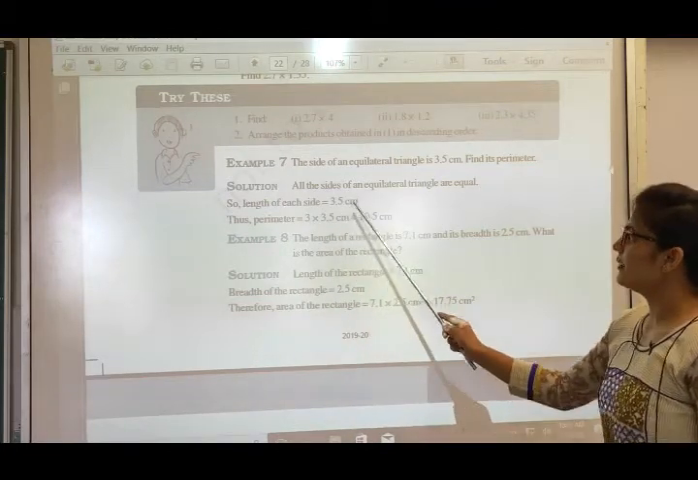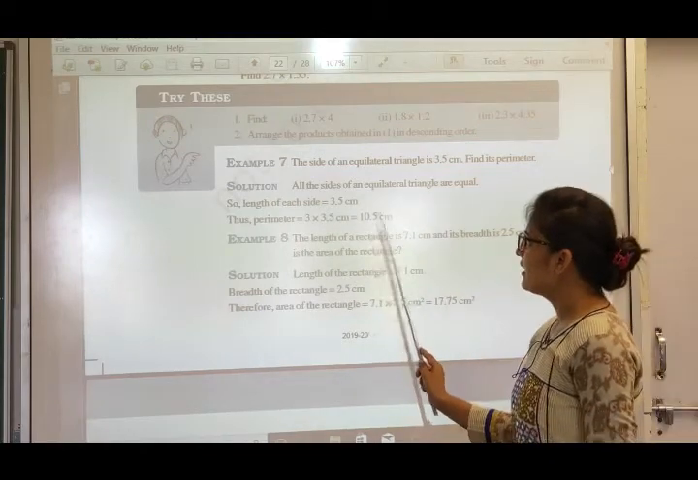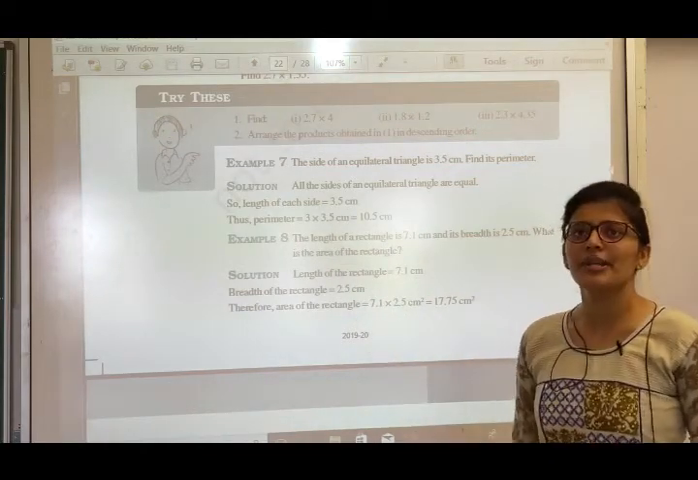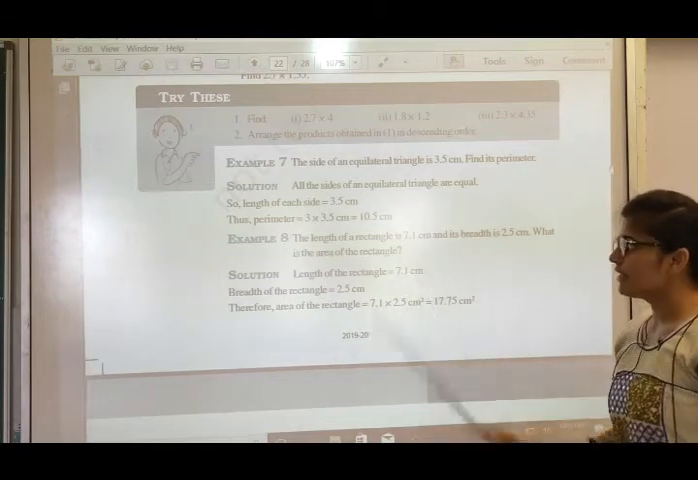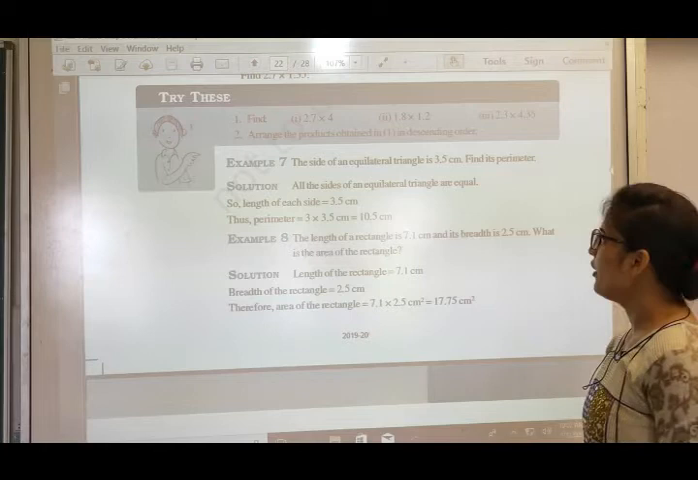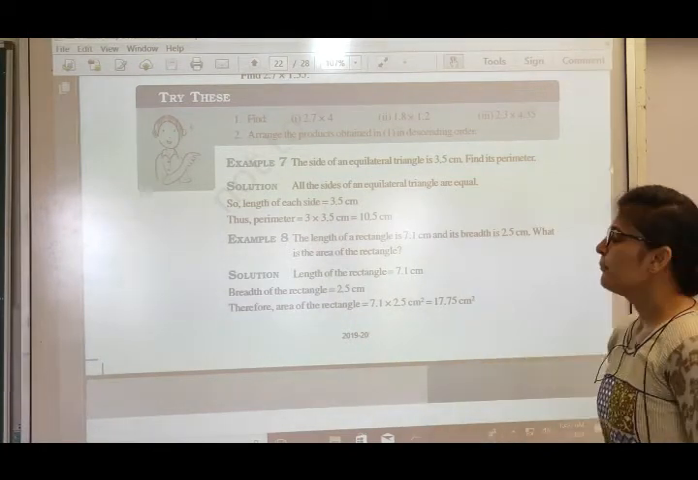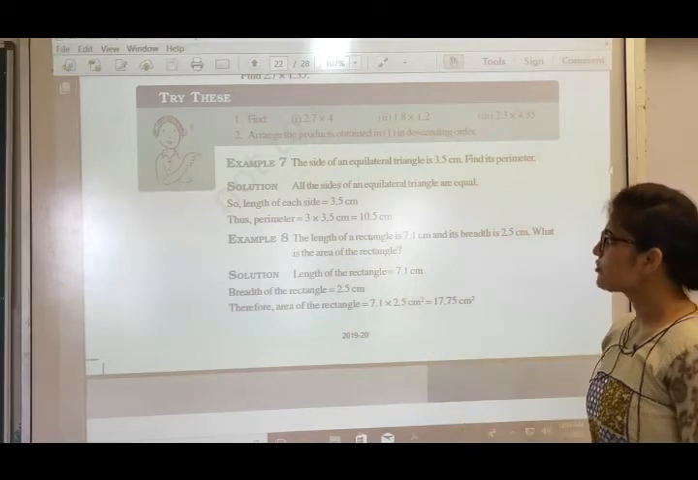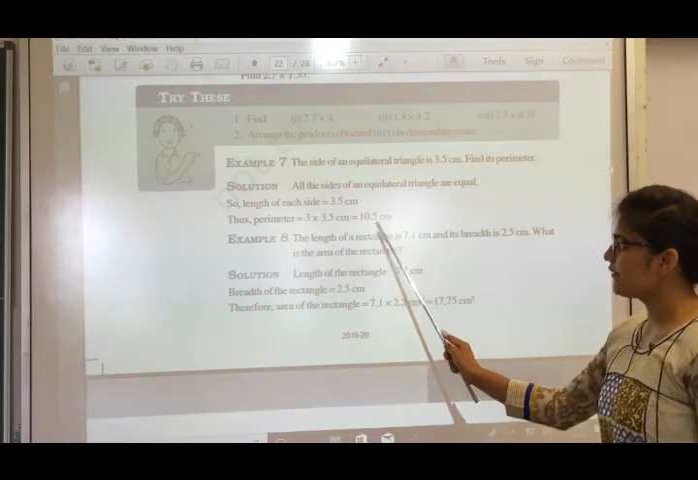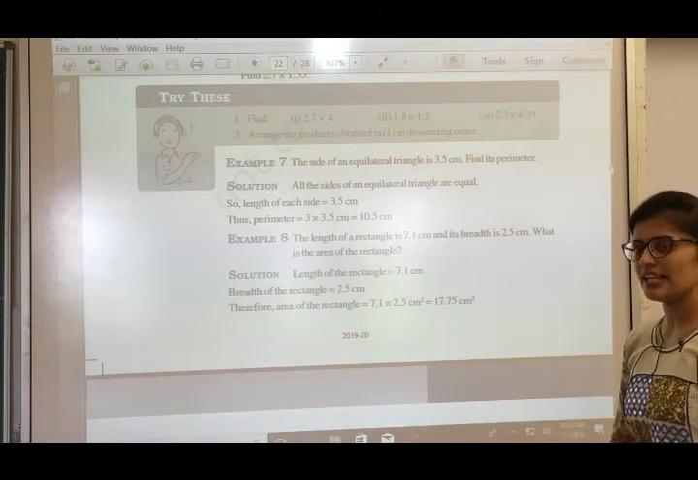We have to multiply 3.5 with the 3. Simply we will multiply the whole number, 35 multiplied by 3. The answer will be 105. After that we will put the point. After point, how many digits? Only one digit we want. So we will put the point before 5. So 10.5. You can see after point one digit is there. So the required answer is 10.5 centimeter.